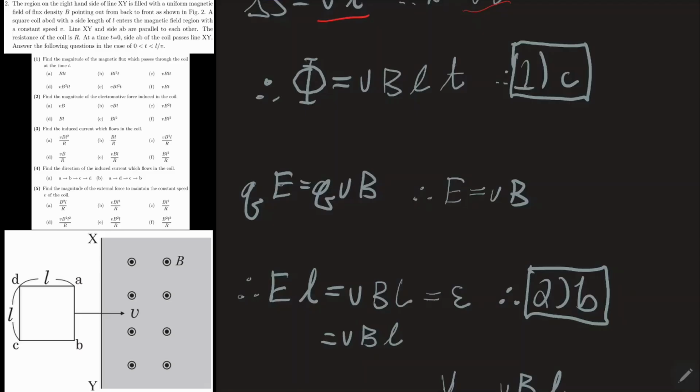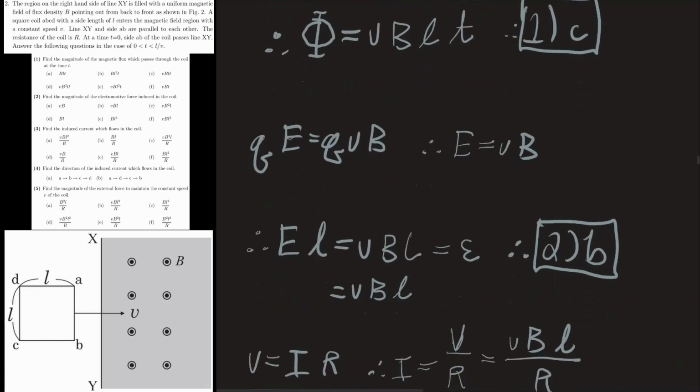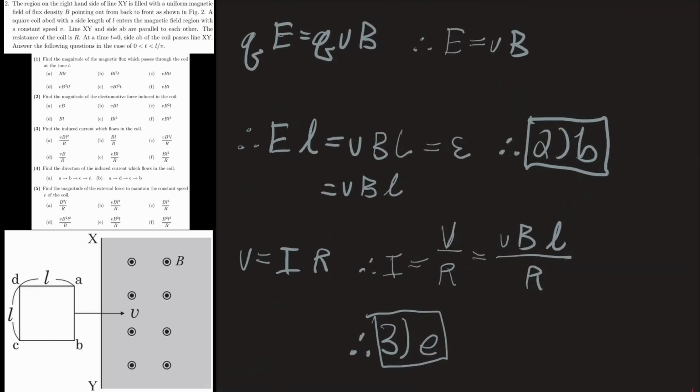Next is part 3, which says, find the induced current which flows in the coil. So voltage is equal to current times resistance, which means that current equals voltage over resistance. And remember, what we just found in part 2, the electromotive force, is in fact a voltage. So we just take the answer we just found and plug it in for V here, divided by R. So the answer to part 3 is vBL over R, which is option E.